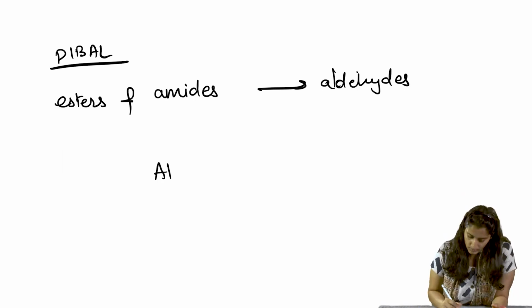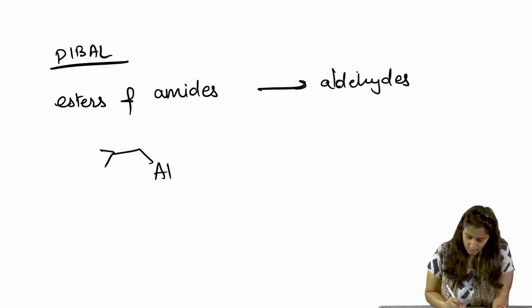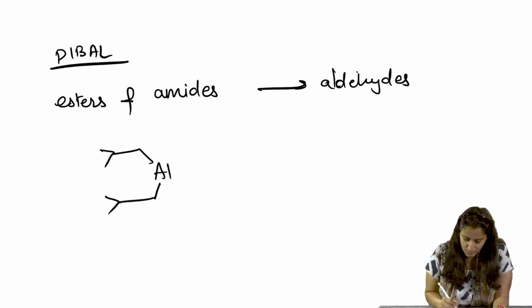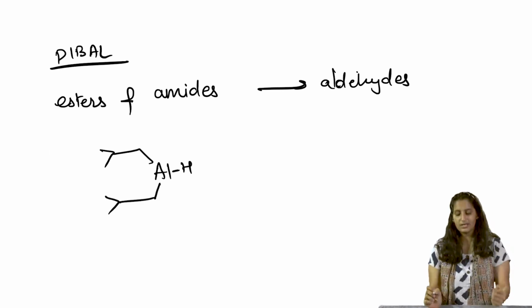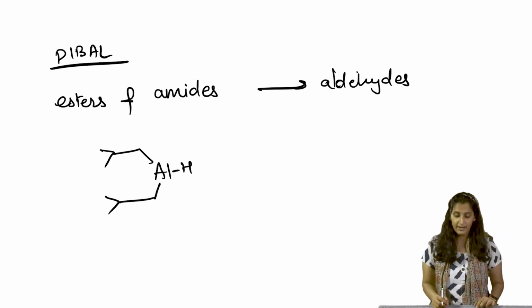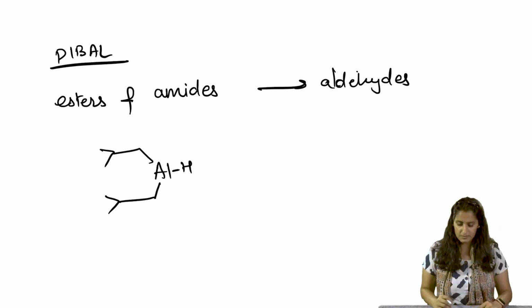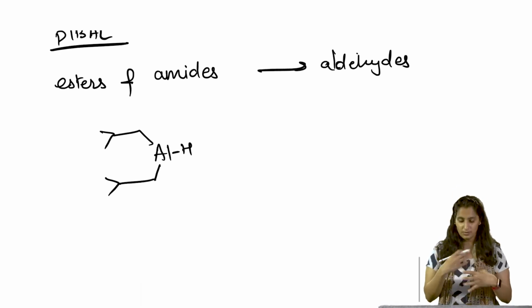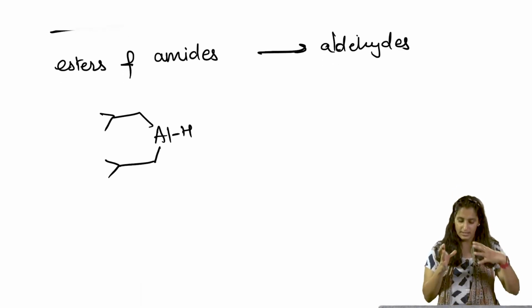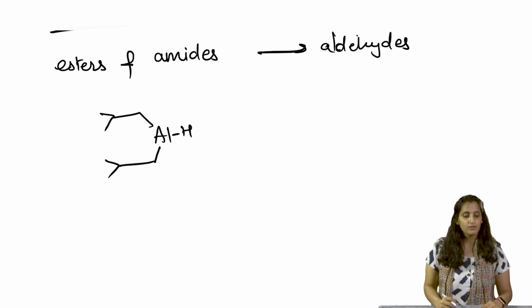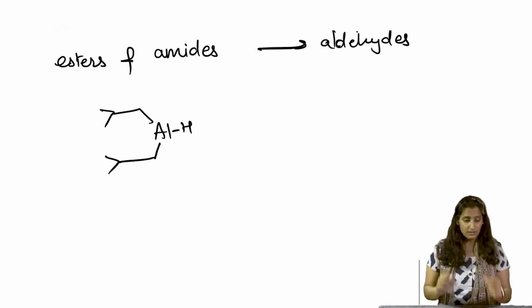So, DIBAL, let us look at the reagent. This is diisobutyl aluminum hydride. And remember, in the case of LiAlH4 you had 4 hydride ions, now in this case you have 1 hydride ion per molecule of DIBAL, and that is why it becomes bulkier and does slower reactions, and they basically stabilize the hydride. It exists as a bridged dimer.